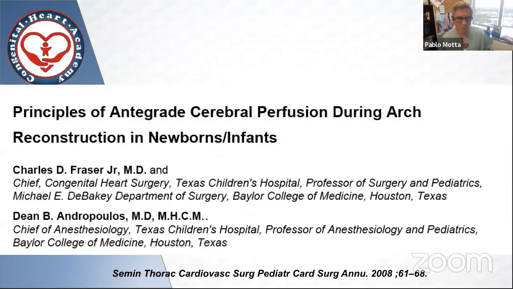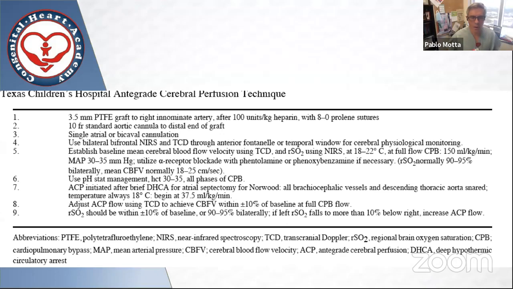This is also an old paper from our service by Dr. Fraser and Dr. Andropoulos about anterior cerebral perfusion and the role of NIRS. And as you see, we try to keep, when we're doing anterior cerebral perfusion, the oxygen saturation within 10% of baseline. And if we fail to do that, we do the interventions that we previously mentioned.